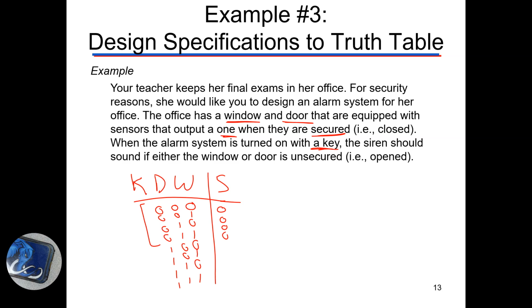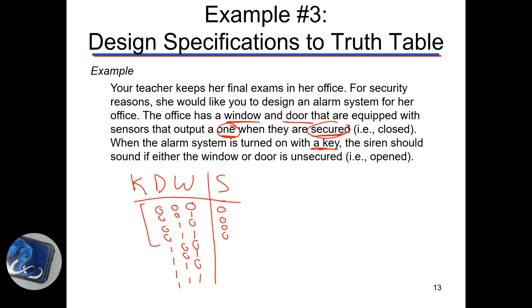However, once the key is in, they're saying that if either the door or window is not secure or open, then the alarm should go off. In this case, if the door and the window are a 1, then they're secure. So if it's 1, that means it's closed. Is it going to go off if the door is closed? No, it's only going to go off if the door gets opened or the window gets opened. So if they're zeros with the key in, you're going to get a siren going off. Does that make sense? So in our case, we're going to look for if either door or window is open, and have the siren go off.